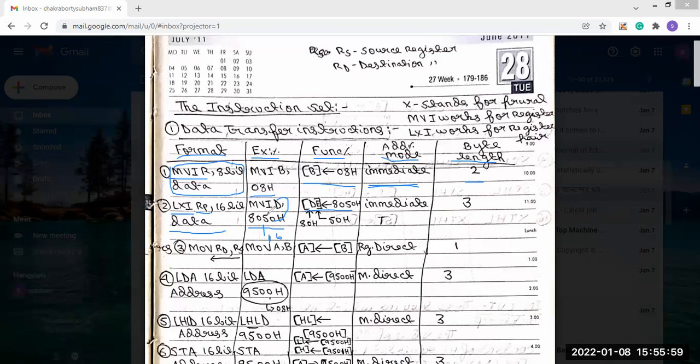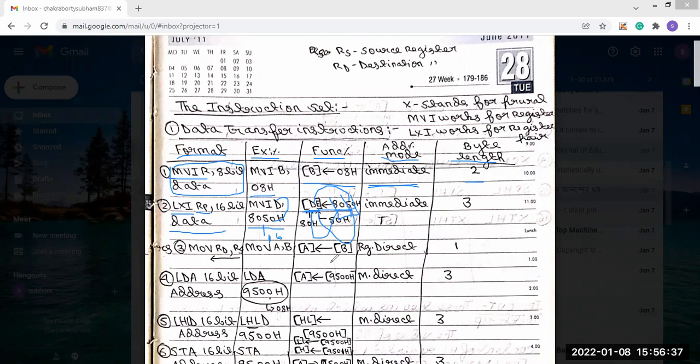So if the system sees the 16-bit data, then automatically it will transfer to the next register after D, which is E. So there will be a register pair, and that register pair will be DE. This 8050H, this 16-bit data, will be loaded into DE. It will be divided into two parts: 80 will be contained by D and 50 will be contained by E.